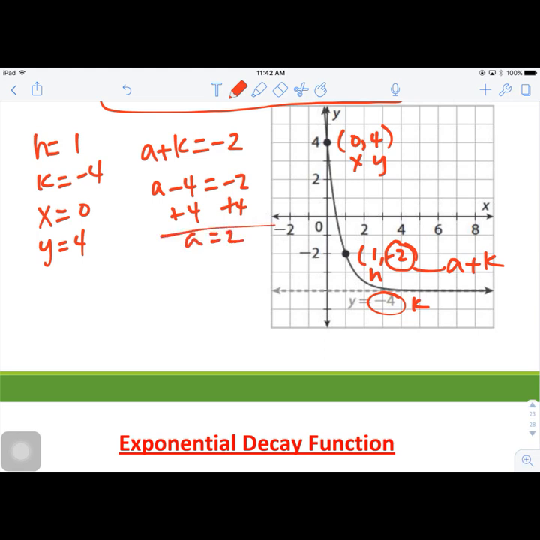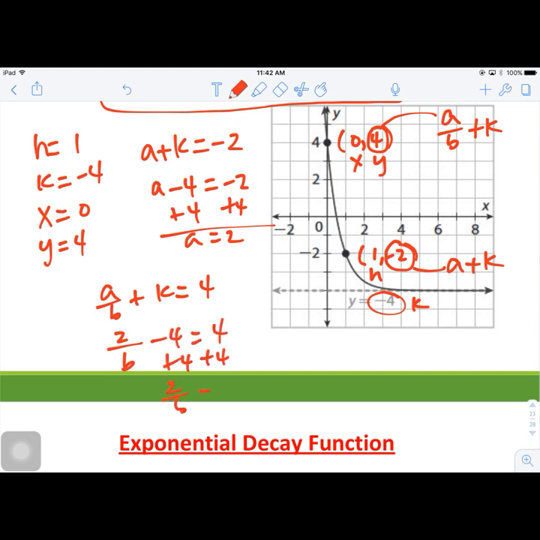And the next thing we're going to do is let the second number here equal the equation a over b plus k from the general equation. So we have a over b plus k equals 4. And let's substitute the 2 in. We already know a equals 2, and k is negative 4. We're going to add 4 to both sides. We have 2 over b equals 8. Cross multiplying, we have 8b equals 2. Therefore, b equals 2 over 8, or 1/4.